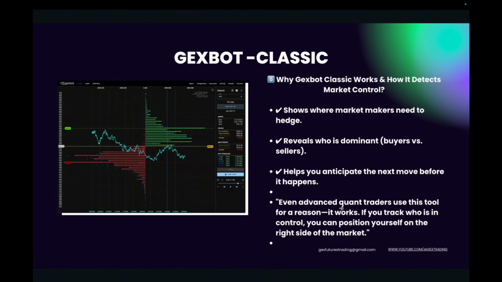Now, what it shows is where the market makers need to hedge, the maximum and minimum gamma.